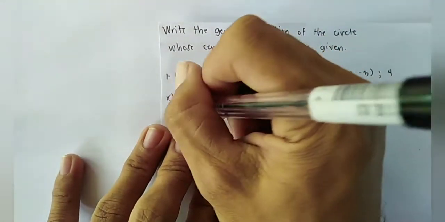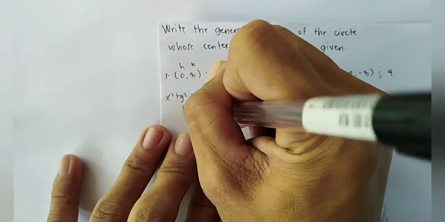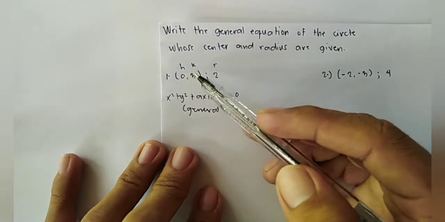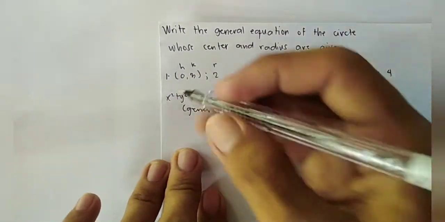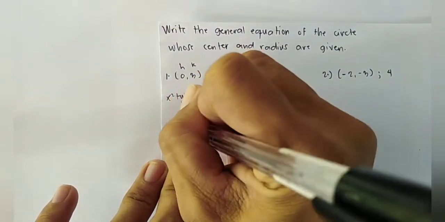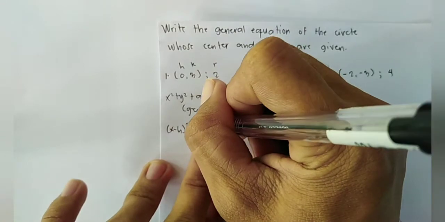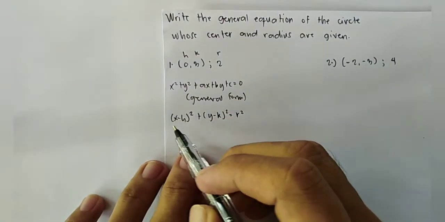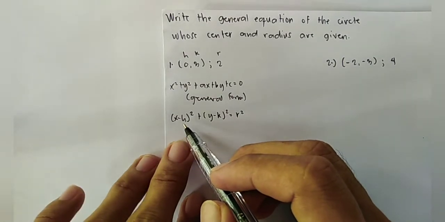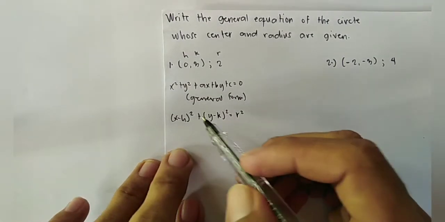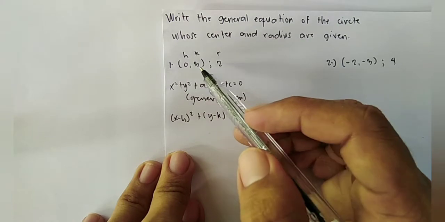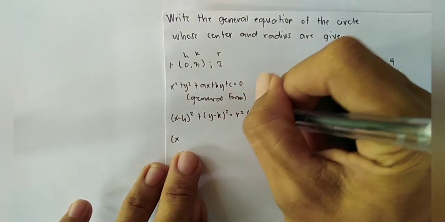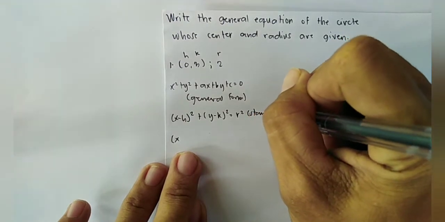In order to get the general form of the equation of the circle, we have to substitute the given values for the center and the radius into the standard form of the equation of the circle, which takes the form (x minus h) squared plus (y minus k) squared equals r squared. Here, the values of our center h and k are 0 and 3 respectively, so we substitute them into the standard form.